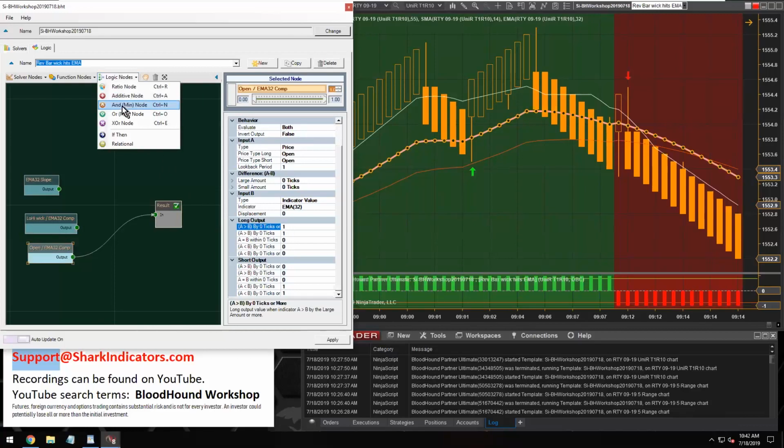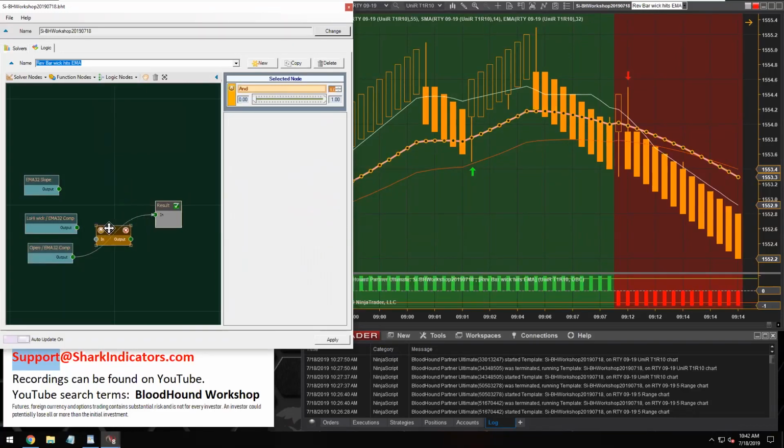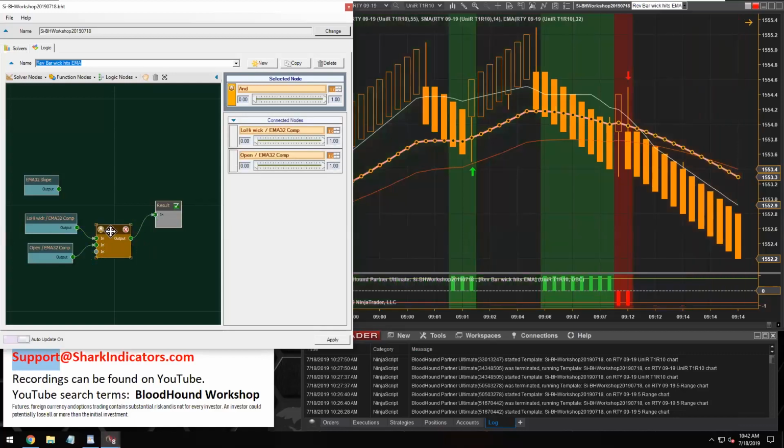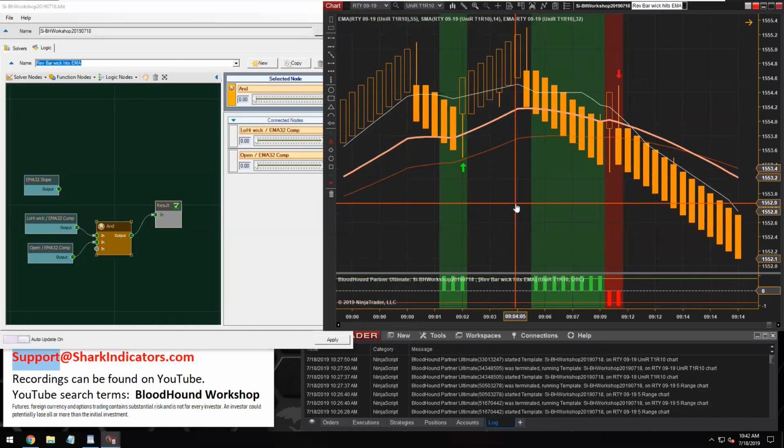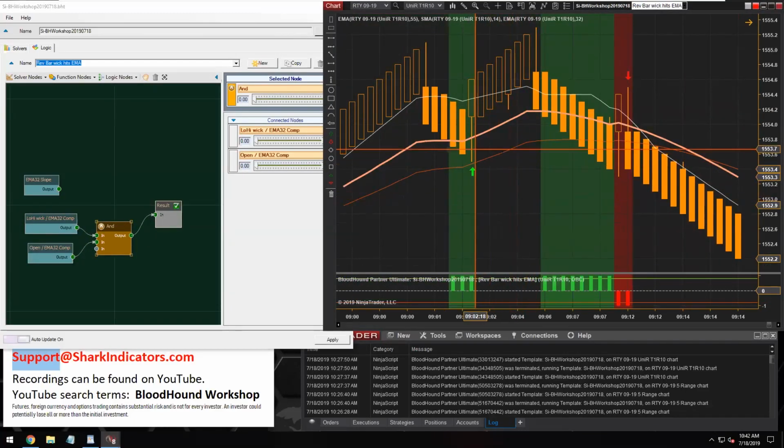So let's grab our first AND node, right? And these two conditions have to happen together. So if we take a look at this now, it's going to make a lot more sense. So there we go. Let's see here. Yeah, so we don't have a bar direction here. You'll notice we have some down bars. Again, this isn't the complete system. This is just a little filter, but technically, everything's correct here.